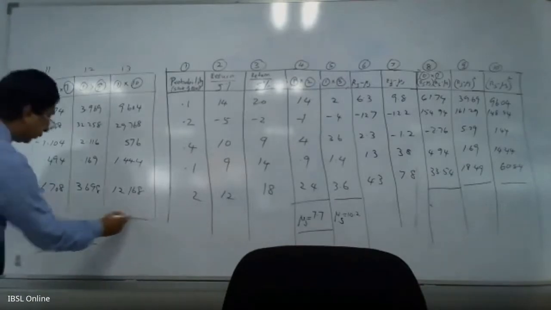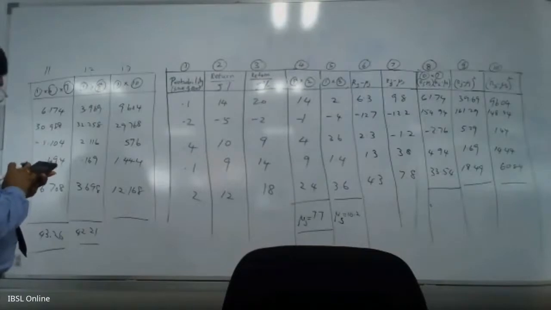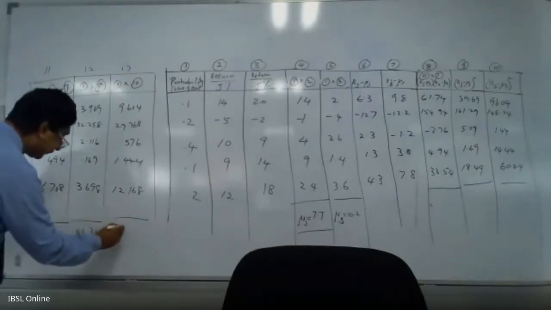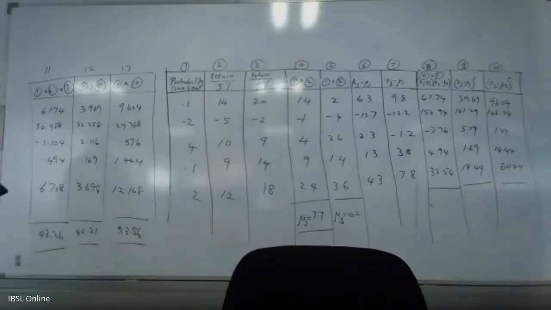Right, now we get the total of it. 9.604 plus 29.768 plus 0.576 plus 1.444 plus 12.168. That is 53.56. Right. Now we got the values.